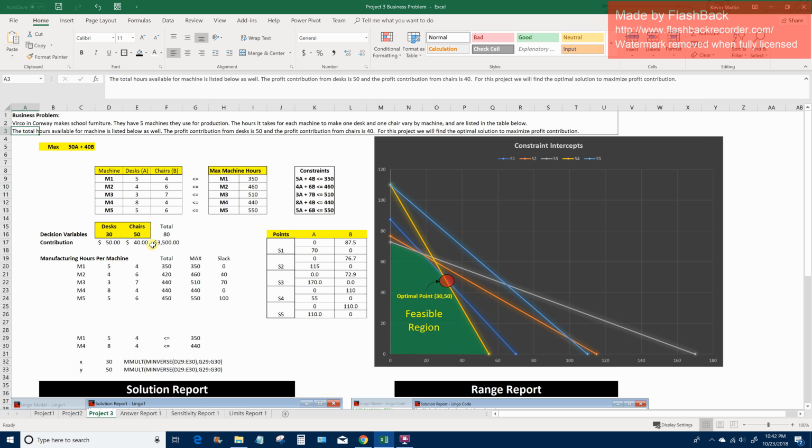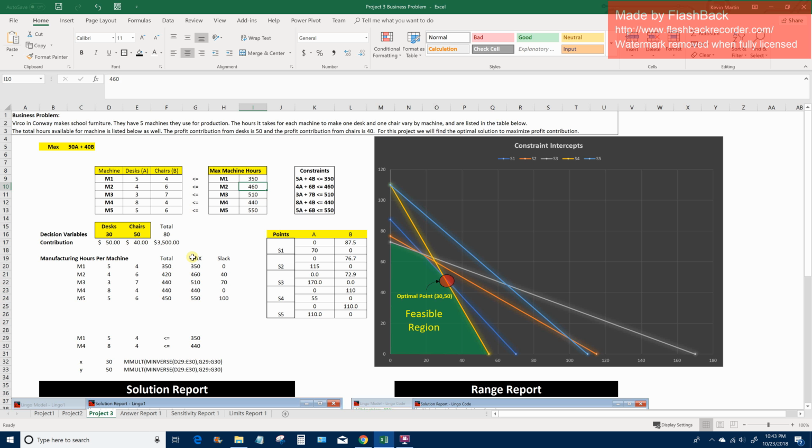given the machine hours that we have and the total number of machines, given their rates? In order to do this, we mapped out a little table showing all of the machines' rates. In a given hour, they can make 5 desks, and in a given hour, they can make 4 chairs. That has to be less than or equal to the max number of machine hours they can run, which would be 350 hours, 460 hours for machine 2, so on and so forth.